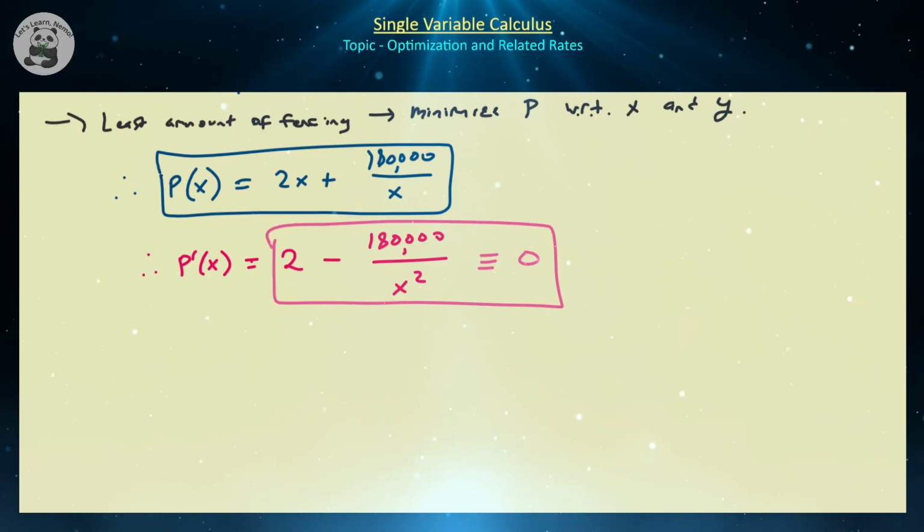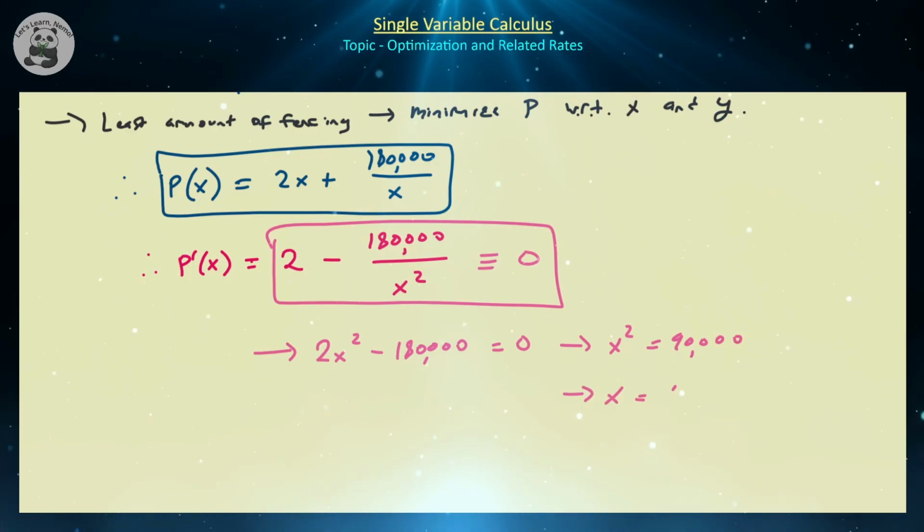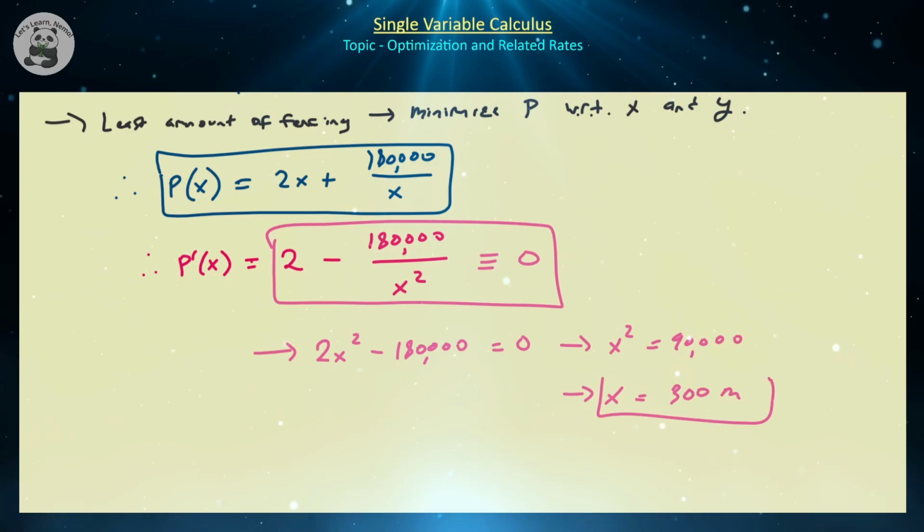So we can multiply both sides by x squared. That gives us 2x squared minus 180,000 equal to 0. We can add 180,000 to both sides and then divide both sides by 2. That gives us x squared is equal to 90,000 square meters. And then x is just going to be the positive square root of that, which is 300 meters. So this value of x is going to allow us to have a minimal perimeter.